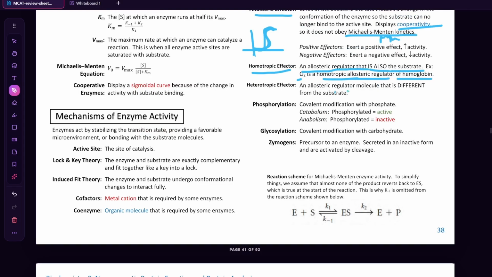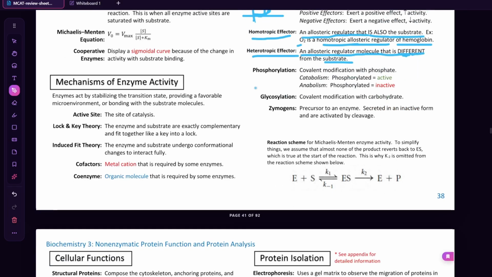An allosteric regulator of hemoglobin is a heterotropic effector, an allosteric regulatory molecule that is different from the substrate. Phosphorylation is a covalent modification with a phosphate. So catabolism phosphorylated means it's active, and anabolism phosphorylated means it's inactive.